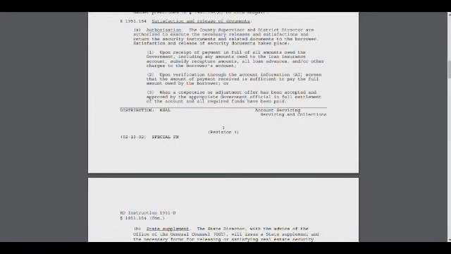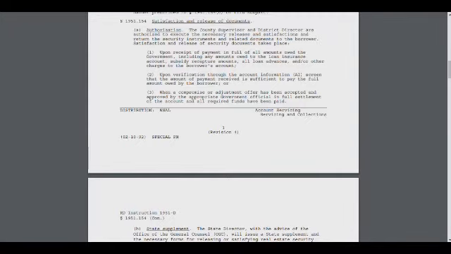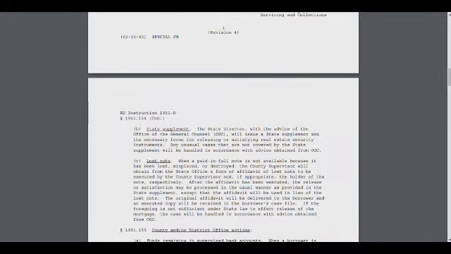Distribution. Finance office, account servicing and collections. Special PN. RD Instructions 1951-D.